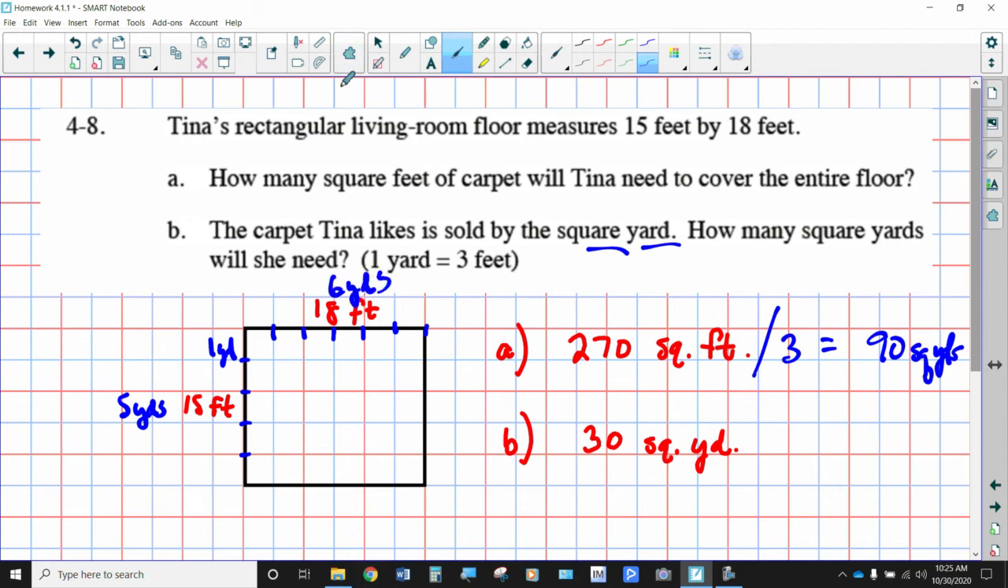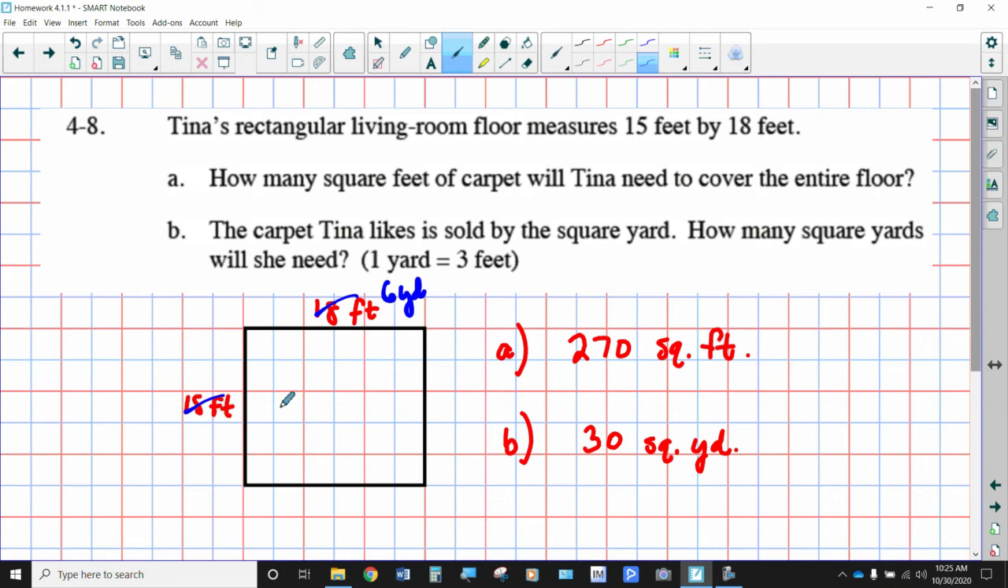So if we change this to 6 yards, 6 yards, and this to 5 yards, then our area has to be 5 times 6, which is 30 square yards. And here they are, 1, 2, 3, 4, 5, 6. 5 rows of 6 is a total of 30 square yards. That is often a situation where students will get confused, and drawing pictures is a great way, especially when we're doing measurement and geometry, of helping us to visualize why we do what we do.